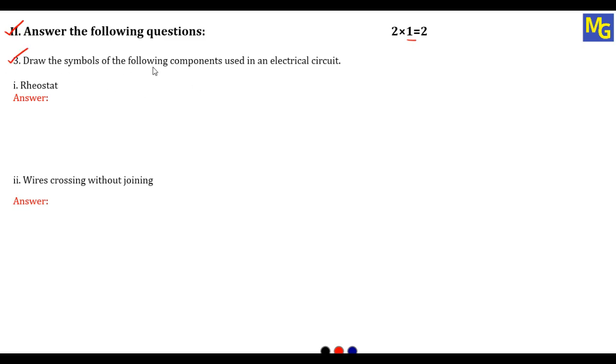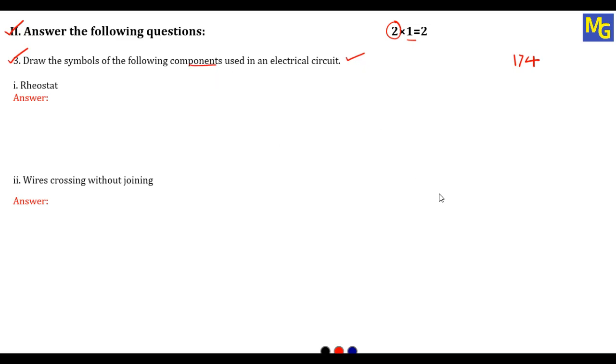Draw the symbols of the following components used in an electric circuit. So this is the question which will be repeated many times. You have to remember this question, which is very easy actually. There is one table in the NCERT book, on page number 174 in the electricity chapter. In that particular table, they have given the symbols used for all the components in the electric circuit. If you remember all those symbols once, you can easily score 2 marks, because this type of question will repeat in many question papers. Only the component will be changed.